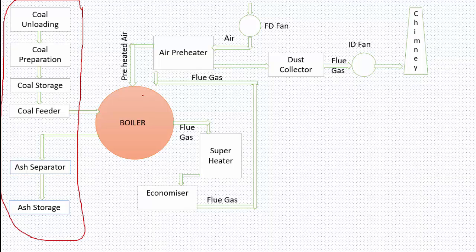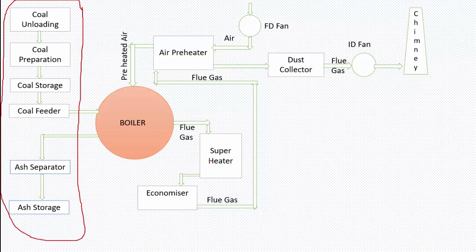This is the basic air and flue gas circuit. I am repeating again the same. The atmospheric air is sent to the air preheater by the FD fan, where the atmospheric air gets heated by the heat extracted from the flue gas, and it is fed into the boiler. That input air is converted into flue gas. That flue gas has an enormous amount of heat with it.